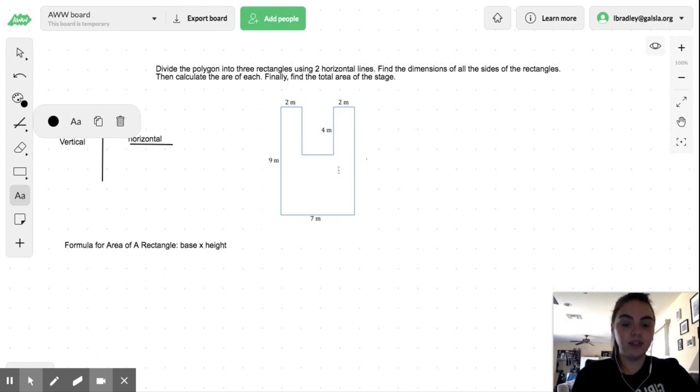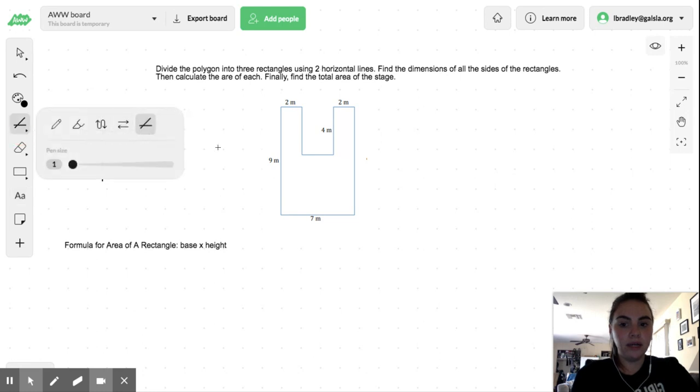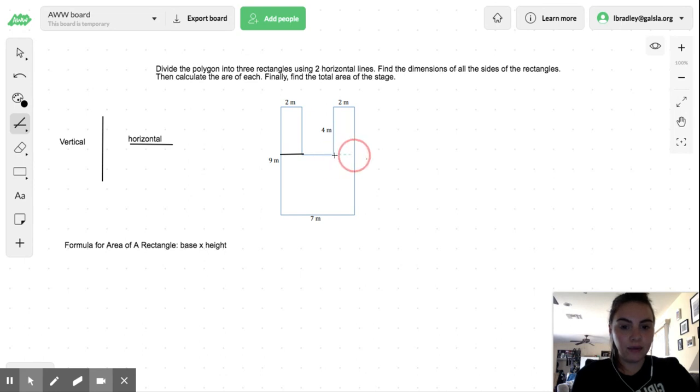I needed to divide it into 3 shapes. So I think if I put a horizontal line right here, that's 1. And then another one right here, that's 2. So I have 2 horizontal lines, so 1, 2. And now I should have 3 rectangles. 1, 2, 3. Perfect. My first one is done.